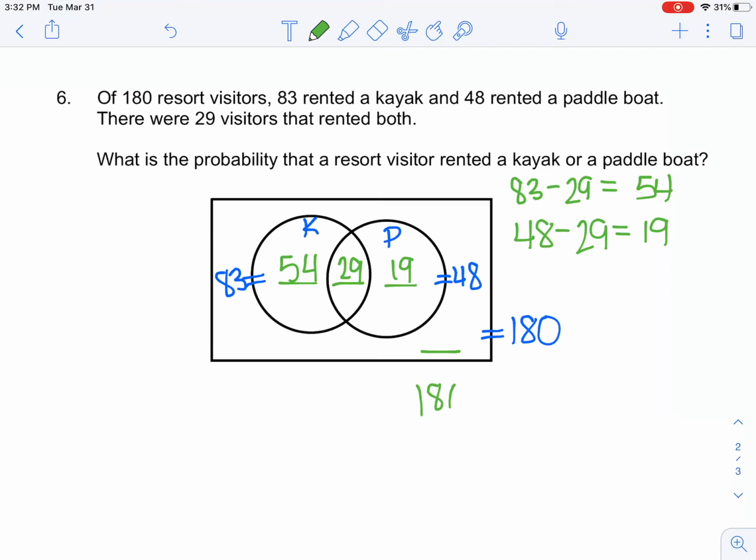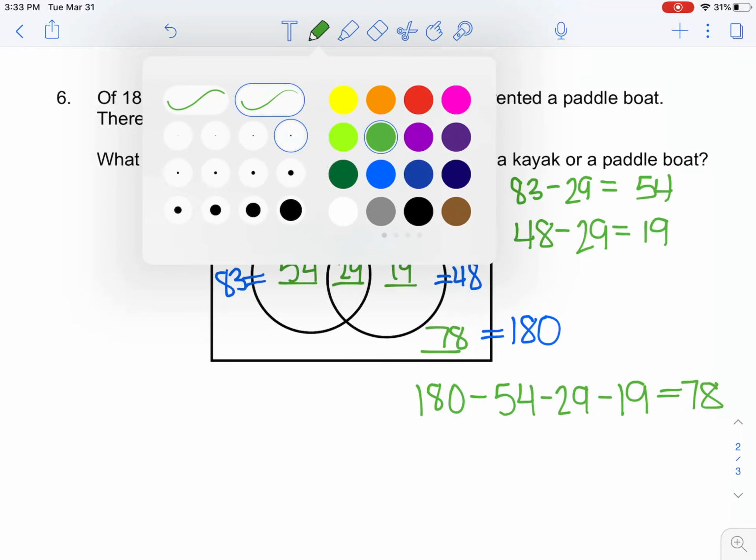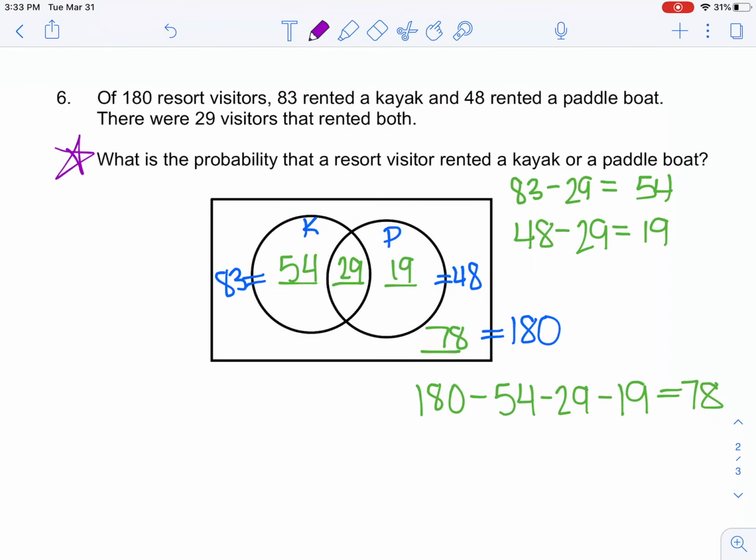We would take our total 180 visitors and subtract the 3 green numbers in our Venn diagram circles. So minus 54, minus 29, minus 19, which equals 78. So those are our visitors that went to the resort, but they did not rent those two things. Okay, now we can take a look at our probability question. What is the probability that a resort visitor rented a kayak or a paddle boat?